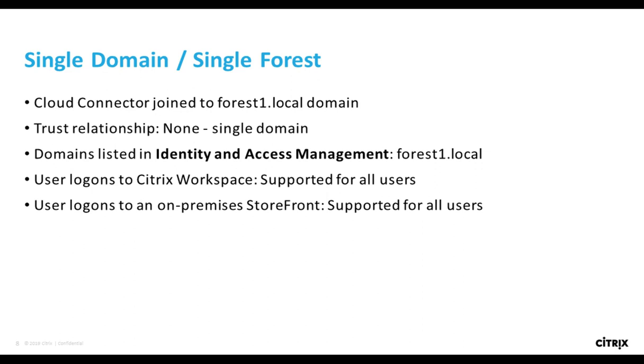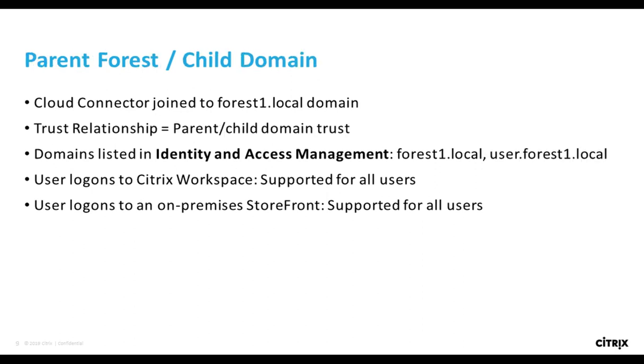The first scenario that we're going to run into is a single domain, single forest. Within this scenario, your cloud connector is joined to just the forest1.local domain. There's no trust relationship needed as it's just a single domain. When you go into the Citrix Cloud Identity and Access Management, you'll see the domain forest1.local. When users log into Citrix Workspace, any user within the domain can log in, and any logins to an on-premise StoreFront are supported for every user in the domain. As you can see, this is probably the simplest deployment for cloud connectors that we have, and the one that we run into the most often.